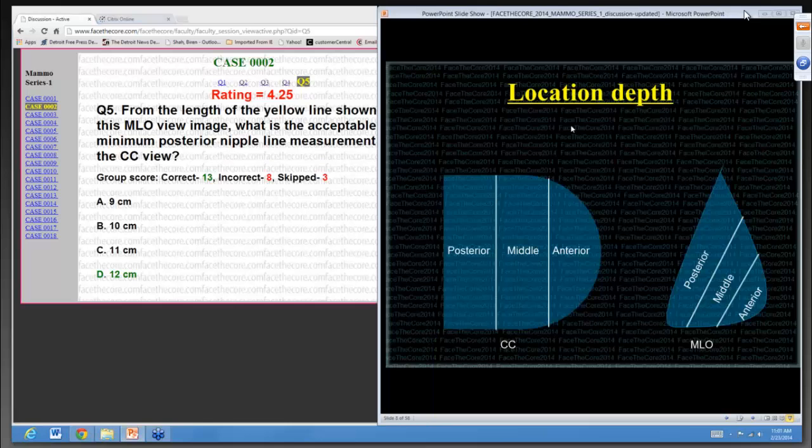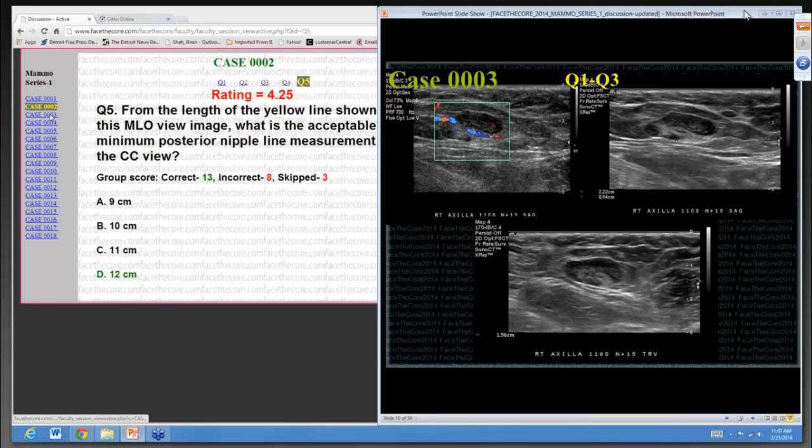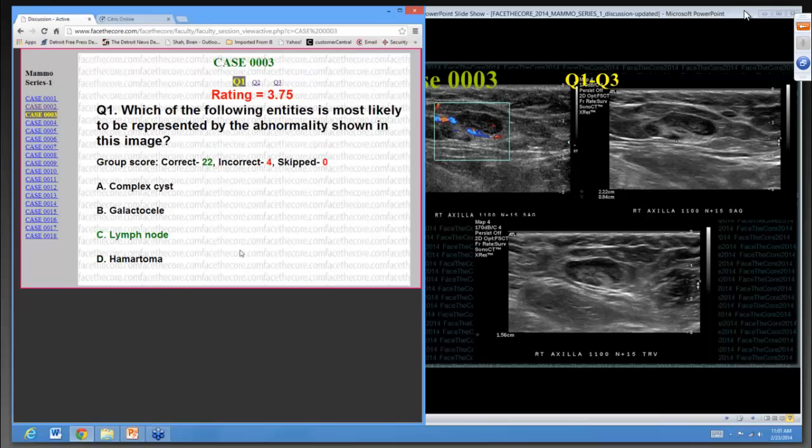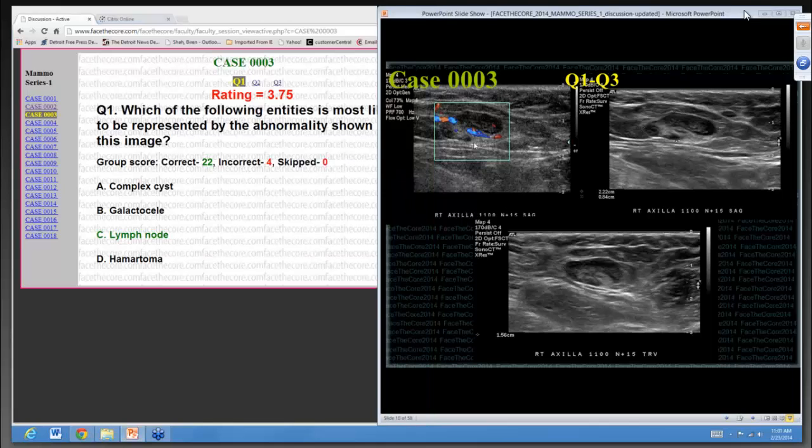I'm going to go to case three. In case three, we have three questions. Which of the following entities is most likely to be represented by the abnormality shown in this image? What we have is a sagittal ultrasound image. These two images are sagittal images of the right axilla. They give a clock position approximately 11 o'clock, 15 centimeters from the nipple. This is the transverse image. This shows color flow in this mass. This appears to be a lymph node with a fatty hilum.